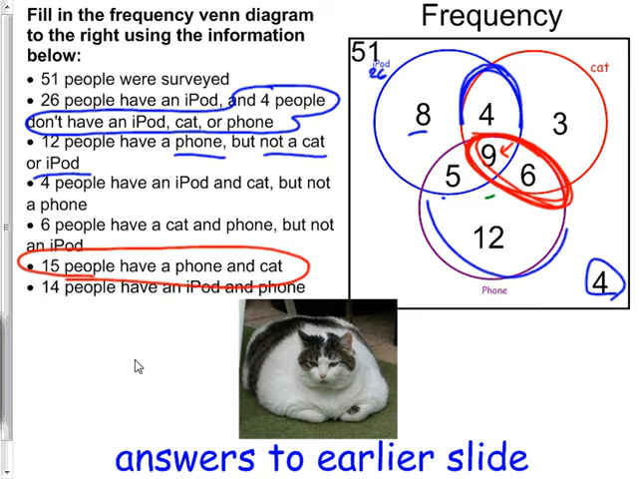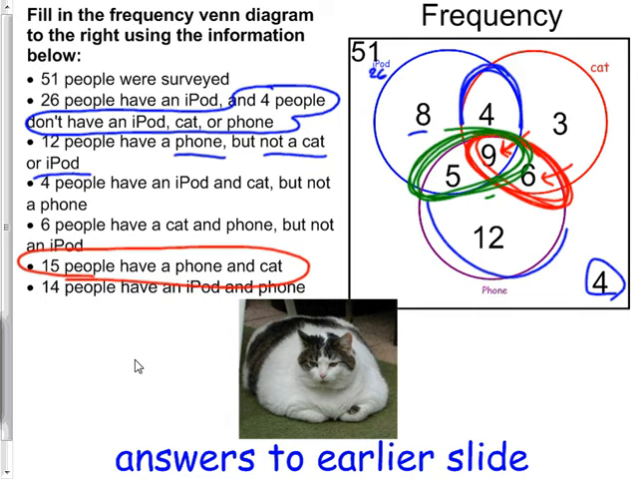All right, I'll say it one more time. Do these people have a phone and a cat? Yeah. Do these people have a phone and a cat? Then together they add to 15. All right. And the last thing is 14 people have an iPod and a phone. So 14 people, where's iPod and phone? It's going to be 2 spots. Here's iPod and phone. Those 2 spots together make 14.